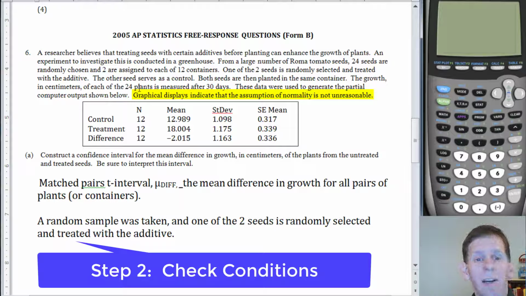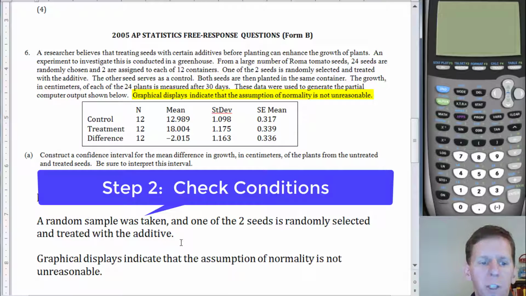That's okay to do that here. It says it's okay that this is normal, so we're just going to copy down this sentence. There are 2 conditions we have to check. We're kind of looking for keywords like random and normal. And if we have those things, it makes this step a lot easier.